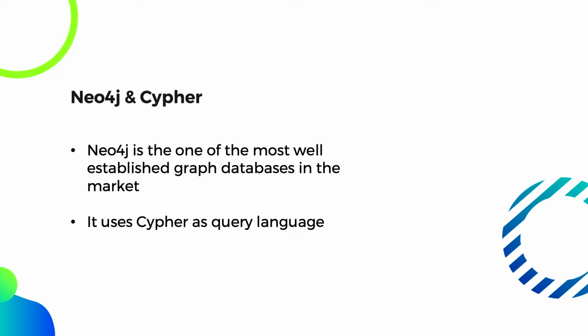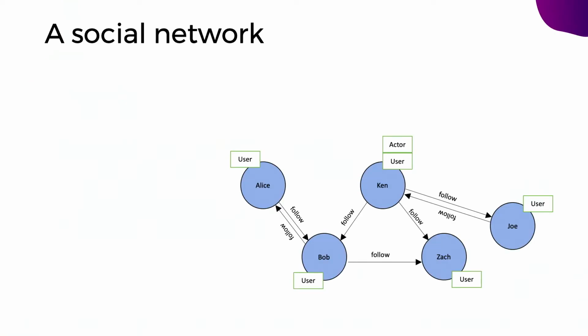Okay. Next, we'll walk through a scenario using Neo4j and Cypher. Neo4j is one of the most well-established graph databases in the market, and it uses Cypher as a querying language. So let's say we are creating this social network using Cypher in our Neo4j graph database. And I only care about part of this graph. So first of all, I'll use this CREATE keyword.